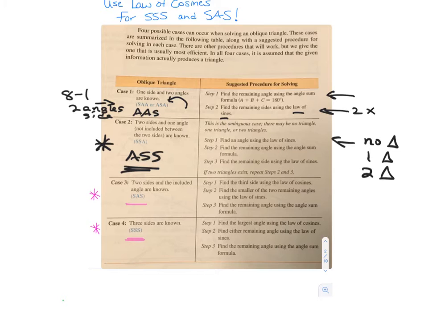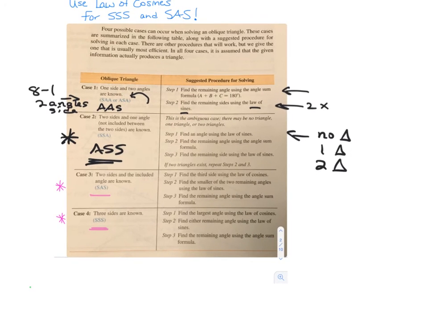Now, the no triangle is easy because as soon as you try to do it on your calculator, you're going to get an error. So as soon as you try to do something and you see error on your calculator in step number 1, then you know that it's no triangle. Now, you'll definitely be able to get 1 triangle if you don't get the error. Then what you have to do is check to see if there is a possible second triangle.